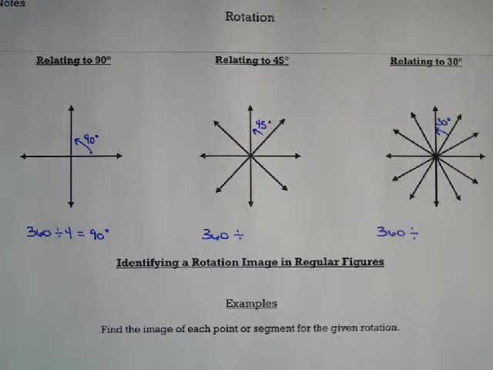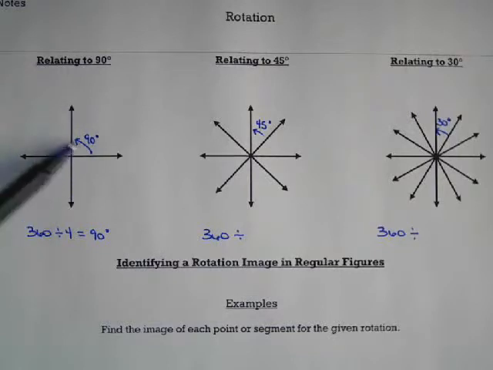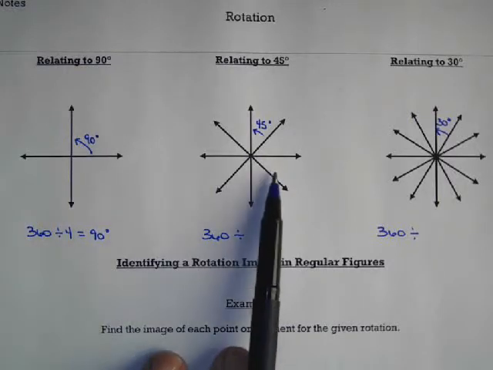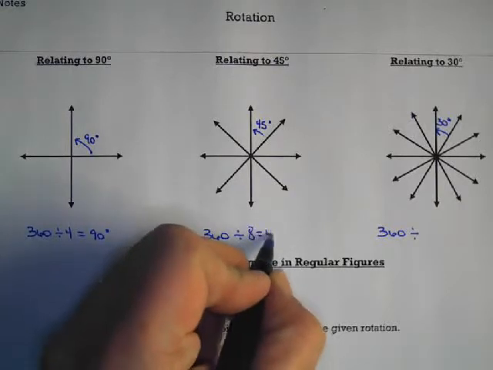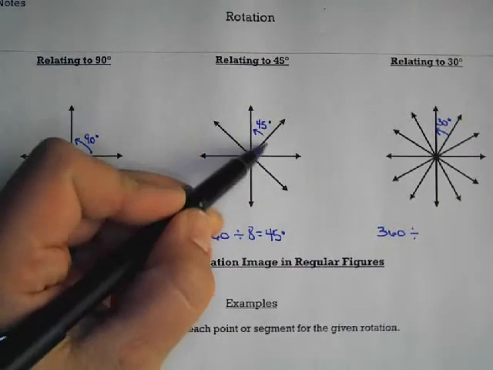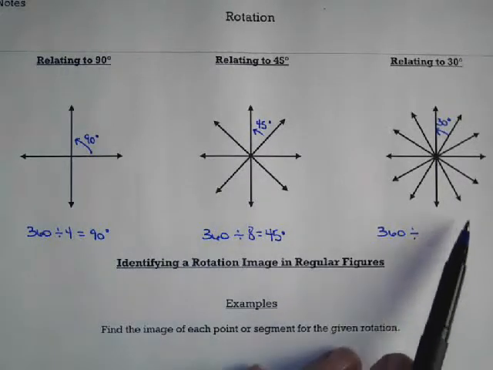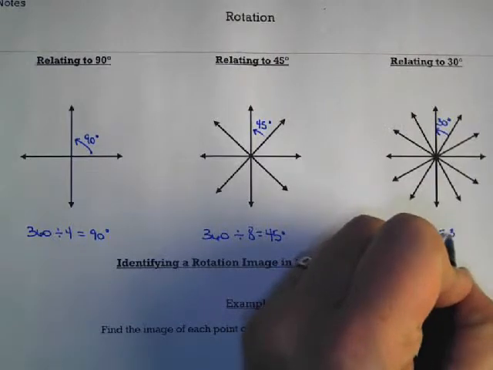In these notes, we're going to talk about rotating a figure that's not on a coordinate plane. So we can rotate, for example, a square with 90-degree angles, 4 rotations, 90 degrees each. You could rotate what would be an octagon divided by 8, so each rotation would be 45 degrees. And then this figure would rotate 12 different rotations, and each one would be 30.